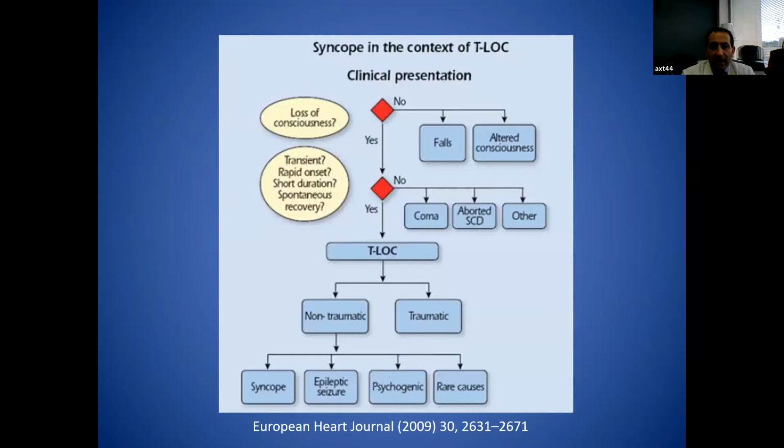This is a nice algorithm that you can kind of follow. This is from the European Heart Association guidelines from 2009. Those guidelines have been updated in 2018, but I still think this is a very valid diagram. So the first question that you have to ask, and I think it's the hallmark of syncope, is whether or not the patient had loss of consciousness.